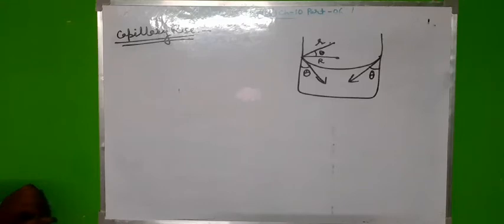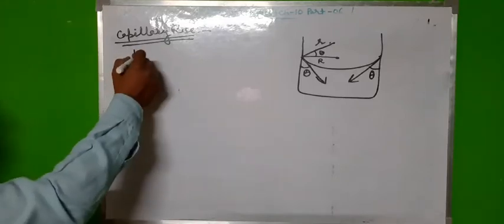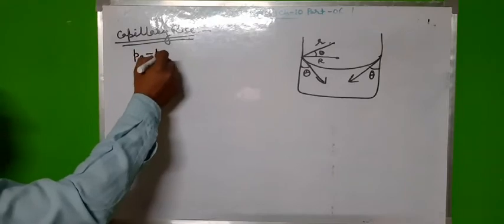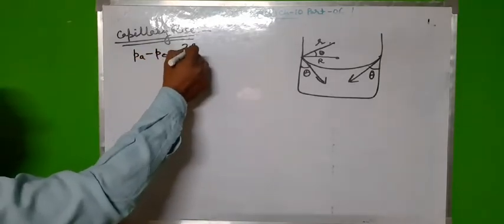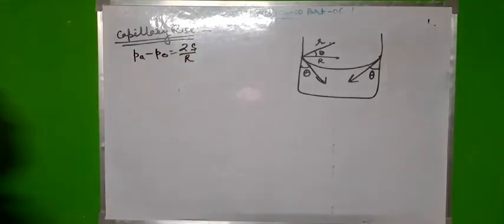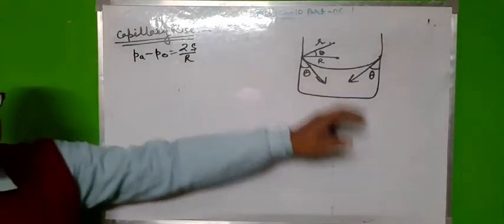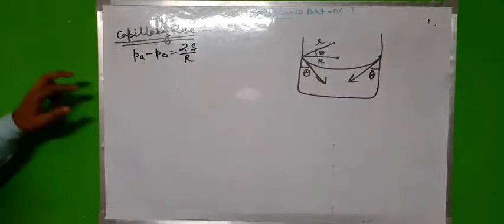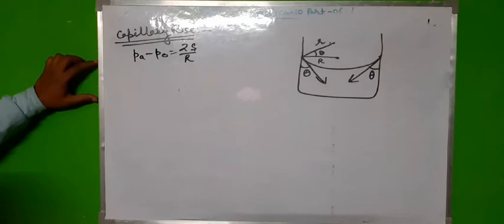So the surface of the water in the capillary is concave. So the pressure difference, P atmosphere minus P outside, is equal to 2s upon r, because we had taken water inside it, so it is given as 2s upon r.